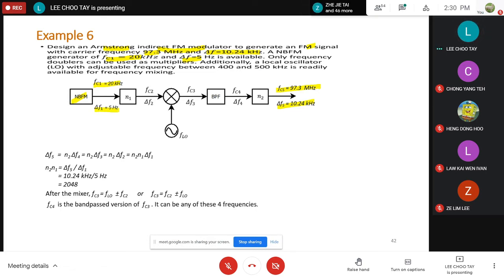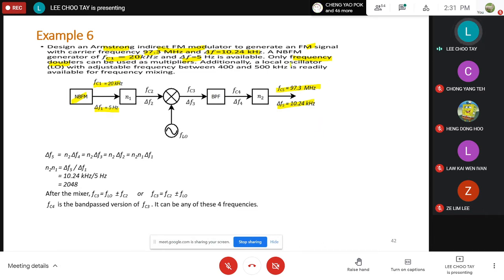In this case, you can only use frequency doublers. What are frequency doublers? Frequency doublers are circuits that only double your frequency every time you use one. For frequency multiplication, you can cascade the blocks.